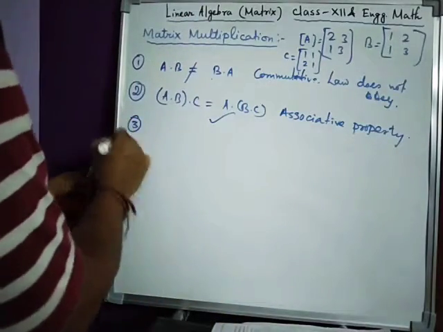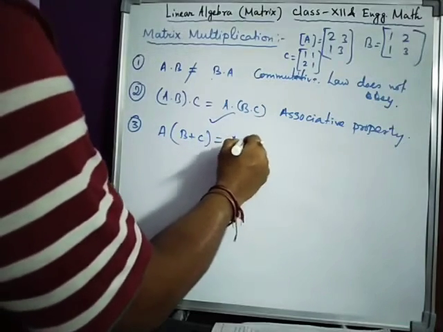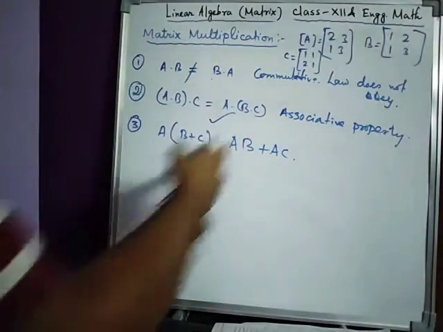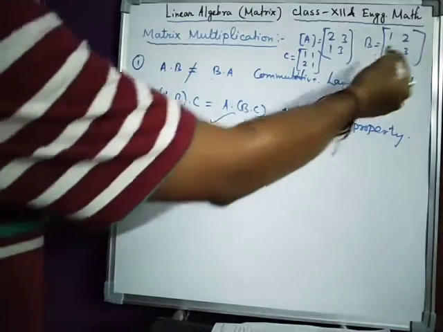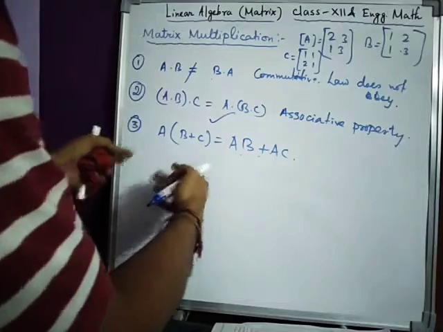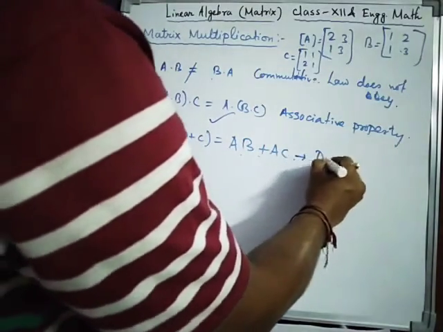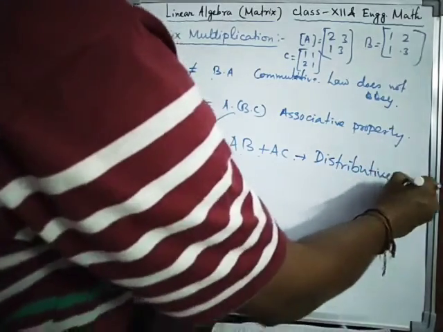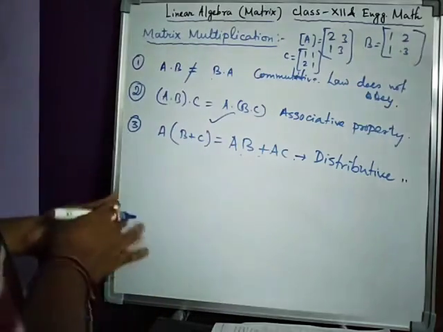And the third one, the distributive property: A into (B plus C) means AB plus AC. Okay, you can check from here also. A into this matrix, B plus C; first add B plus C and multiply, and individually do the left hand side and right hand side, and you can see this will follow. So this property will follow. This is known as the distributive law or distributive property.